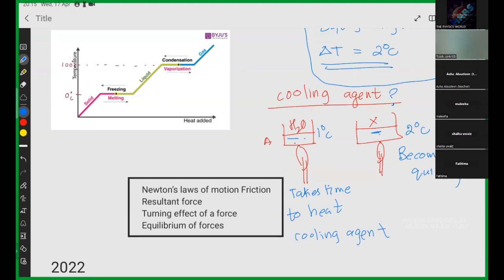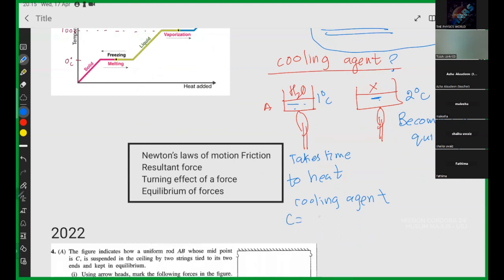In other words, what is the C of water? 4,200. Now, the C of this liquid is 2,100. What is meant by specific heat capacity? The amount of heat required to raise the temperature. So if you want to raise the temperature of X, you have to give only a little amount of heat. That means with little heat itself, it is getting heated too much. And if you want to heat water, you have to provide a large amount of heat. Then only it is getting heated.